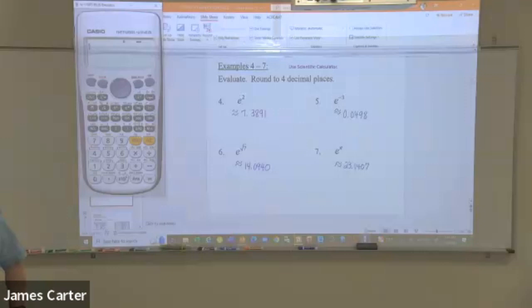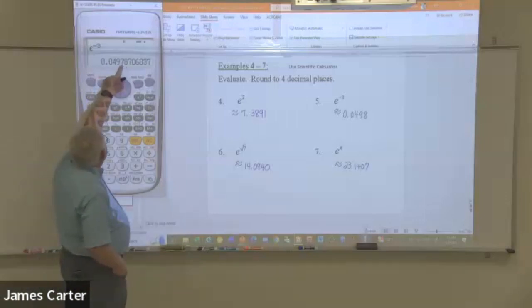I just happen to have a calculator. Alpha, e, whatever power, -3, equals. Okay, so in this case, 0.0497 approximately. Why did they go up to 8? Because this 8's 5 and up.